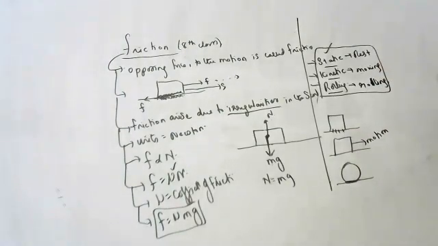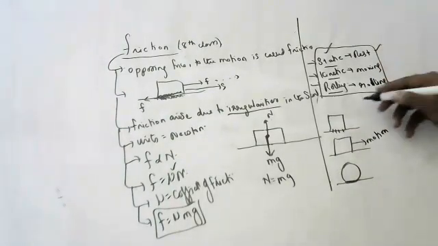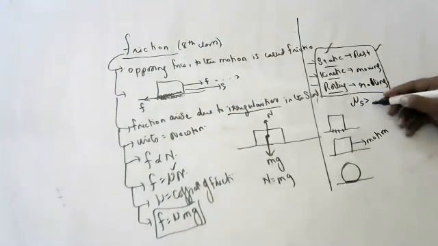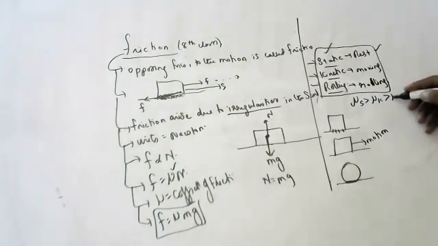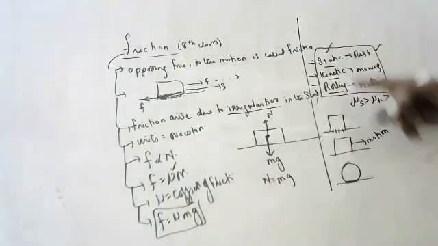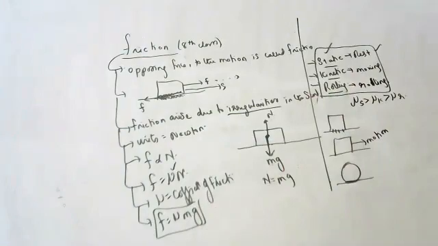Among them, the highest is static friction. Next is kinetic friction, and the least is rolling friction. Okay, children, then you will ask, sir, can you tell some numericals on this? Okay, children, basing on this, I'll say some numericals.